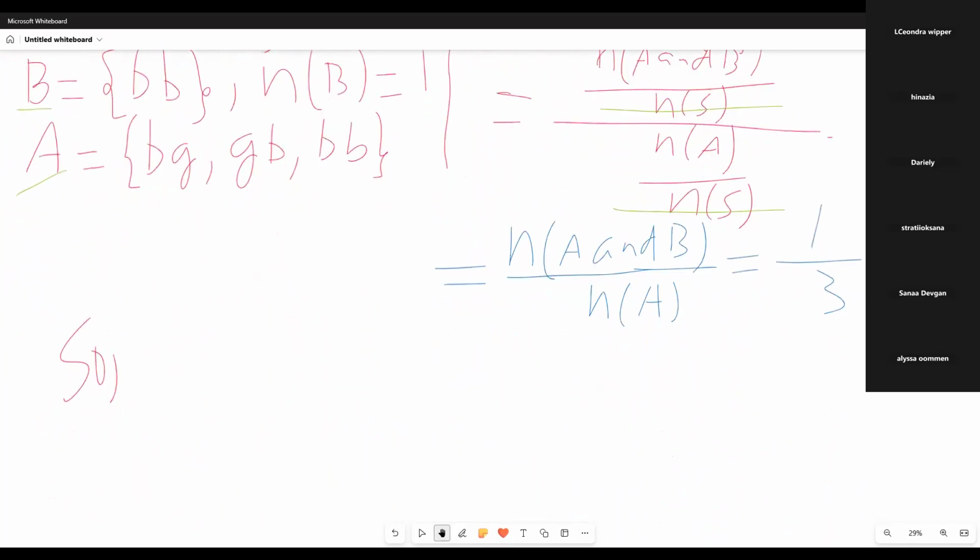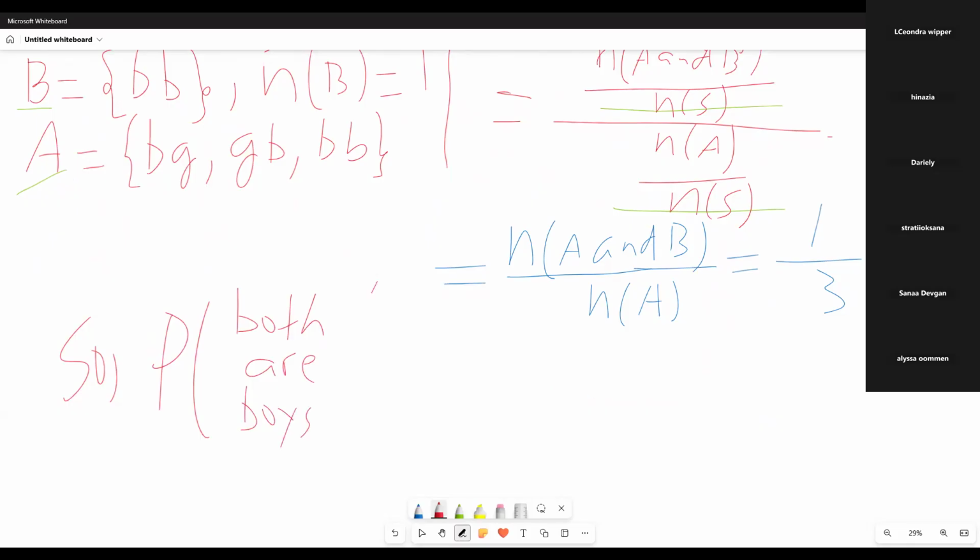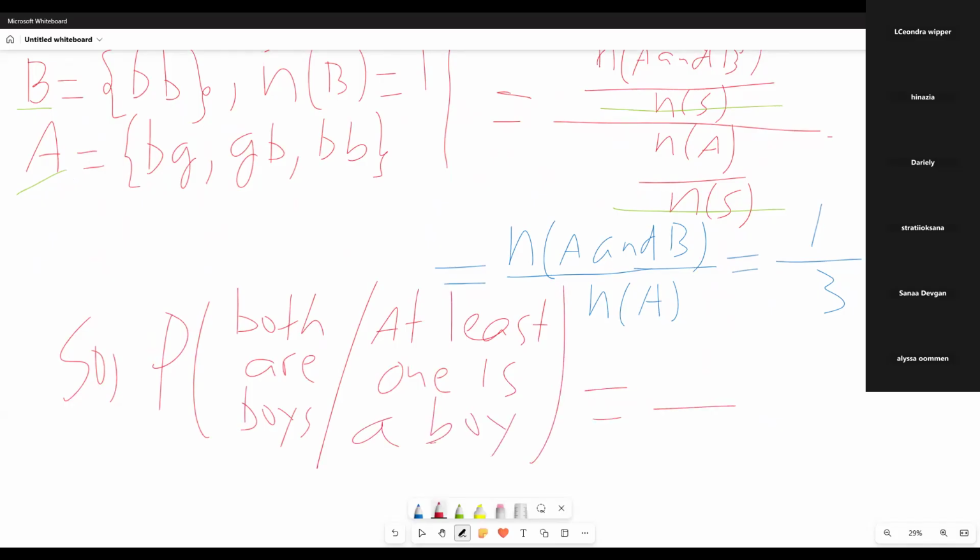So the probability that both are boys, given at least one is a boy, will be 1/3. That's the final answer.